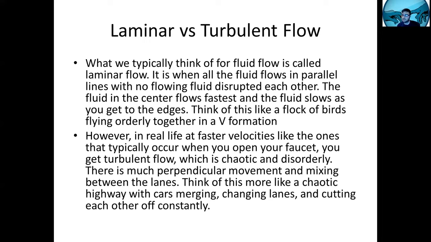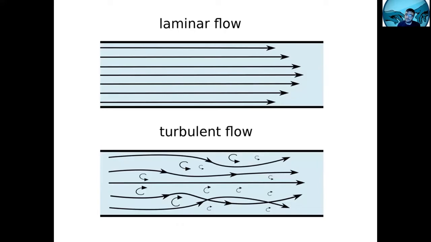Turbulent flow is chaotic and disorderly. There is a lot of perpendicular movement and mixing between the lanes. This is more like a chaotic highway when there's a lot of traffic. There's cars merging, changing lanes, cutting each other off constantly. It's very chaotic. It's not staying in a line. This is kind of what it looks like.